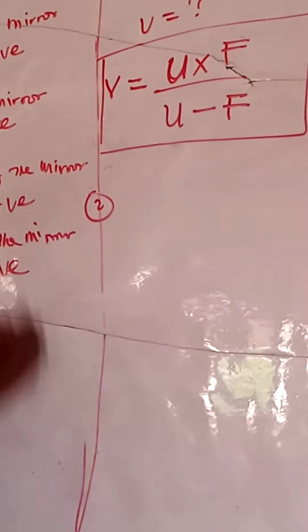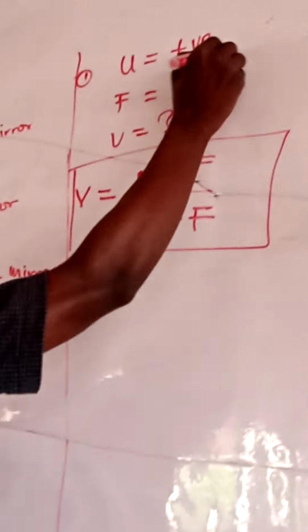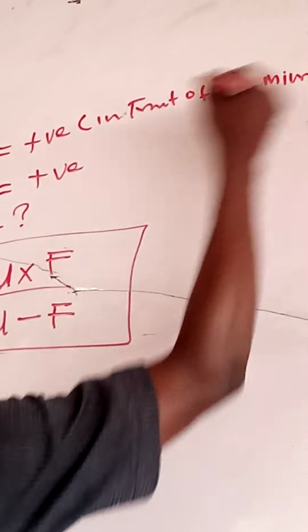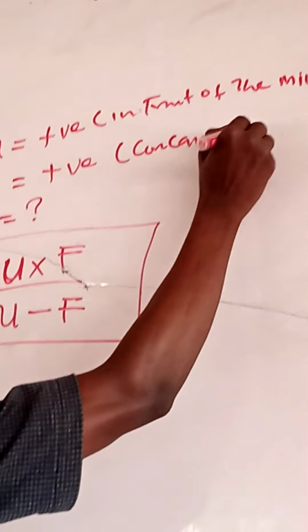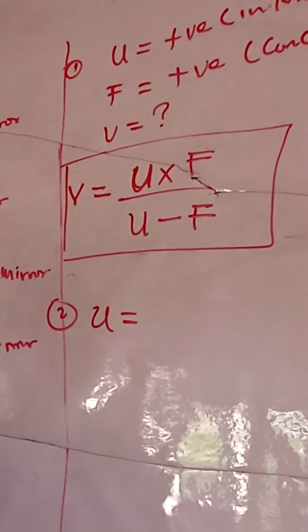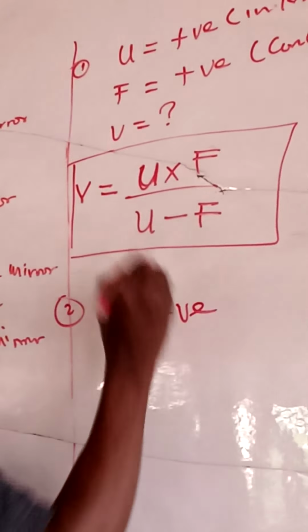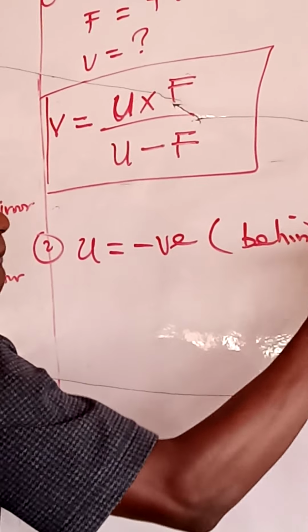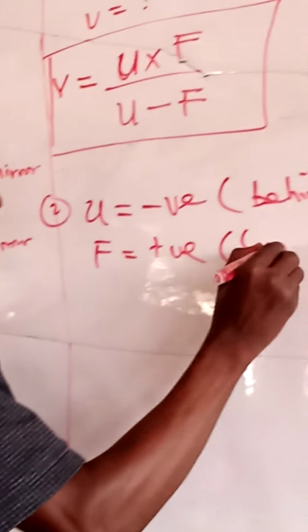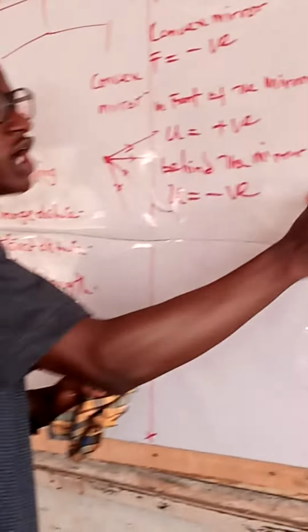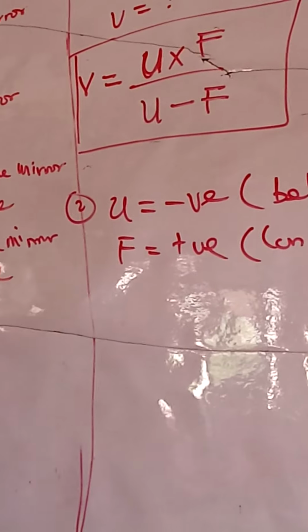Number 2, if I say an object is put in front of the mirror, and here we have a concave mirror. Now, number 2, we have u is equals to minus. Minus means that it is behind the mirror. If my f is equal to positive, this means that it is a concave mirror. Now, f is positive. Automatically when f is positive, it means that it is a concave mirror.